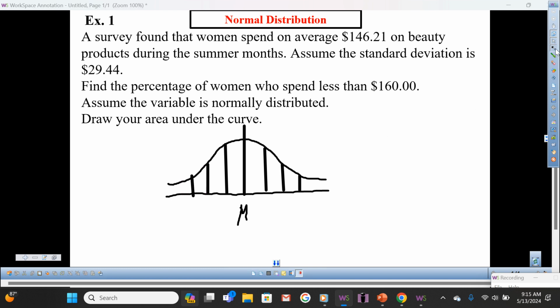All right. So, let's break this down. It says, a survey found that women spend an average, or on average, 146.21. Tell your neighbor what that is. What is that according to our curve? All right. Good conversations. What is that, Joseph? What is it? Yes, the mean or mu. Label that mu or the mean.